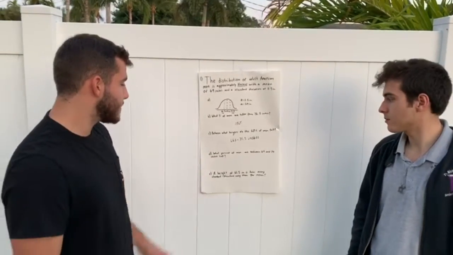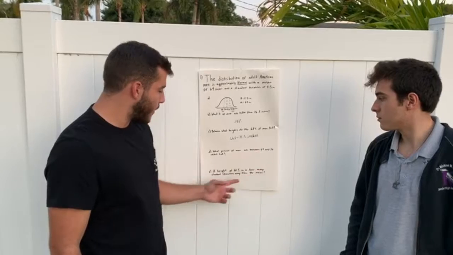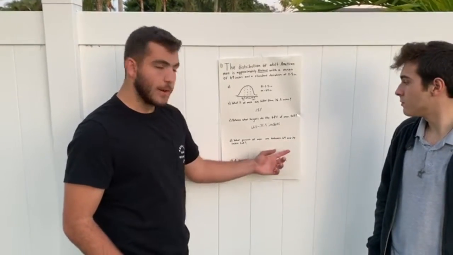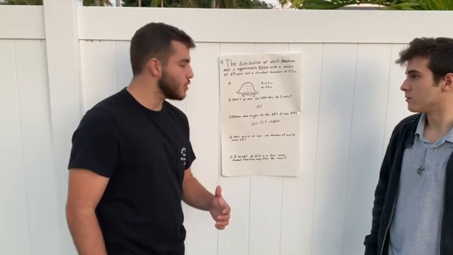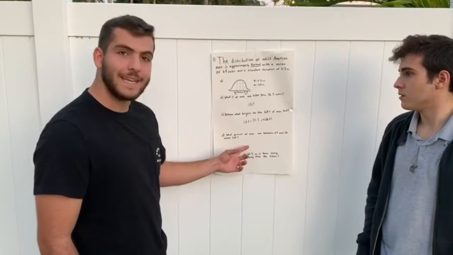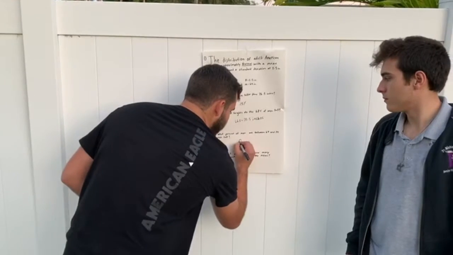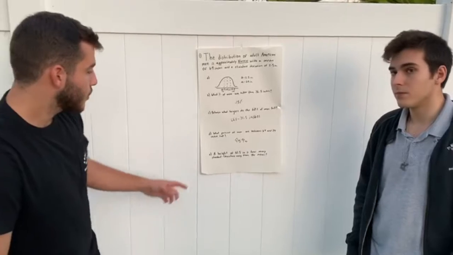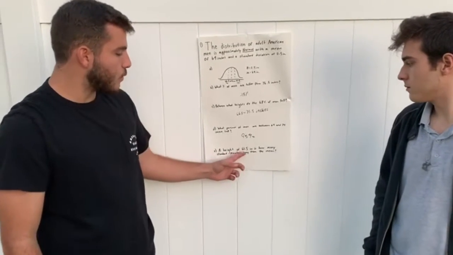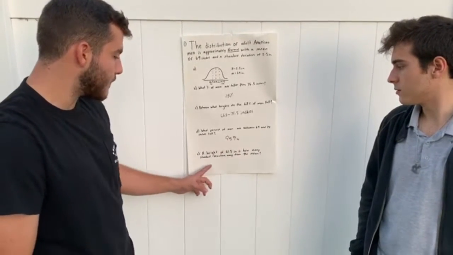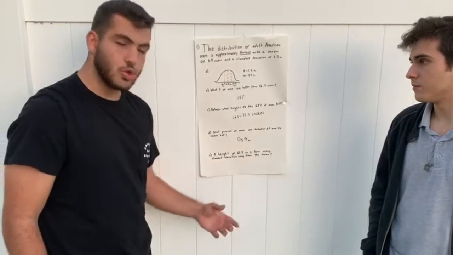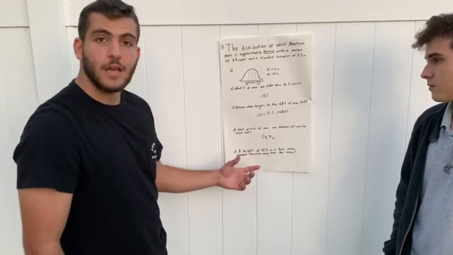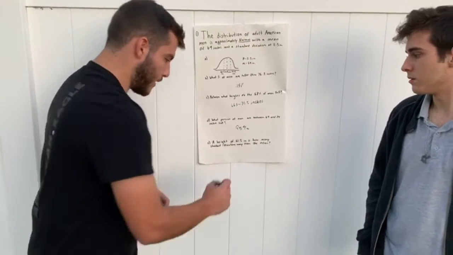Question D says, what percent of men are between 64 and 74 inches tall? Because of the empirical rule, these two numbers are 2 standard deviations away from the mean. So the answer would be 95% of men are between 64 and 74 inches tall. Question E says, a height of 61.5 inches is how many standard deviations away from the mean? Once again, because of the empirical rule, 61.5 inches is 3 standard deviations below the mean.